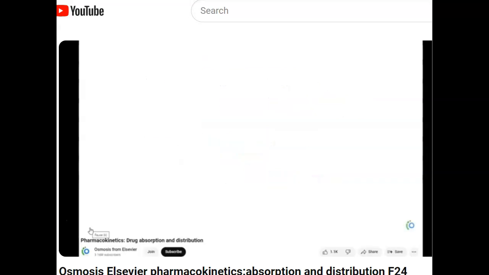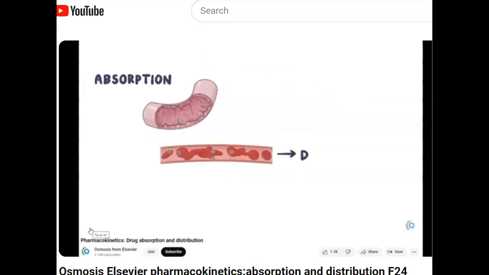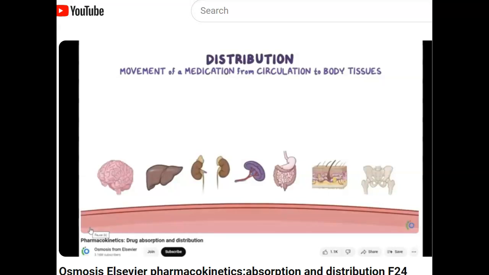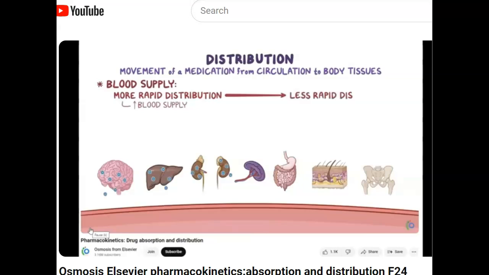All right, so once the absorption has been completed, we are ready for the distribution of the medication. Distribution is the movement of a medication from the circulation into the body tissues. Once again, the rate and extent of distribution depends on several factors. So one of them is blood supply to different tissues. Medications will be more rapidly distributed to body tissues that receive large amounts of blood supply, like the brain, liver, and kidneys, and less to the tissues with poor blood supply, like the skin and adipose tissue.